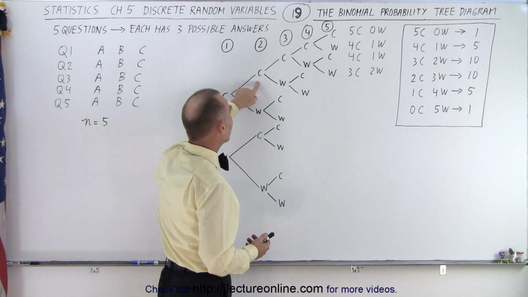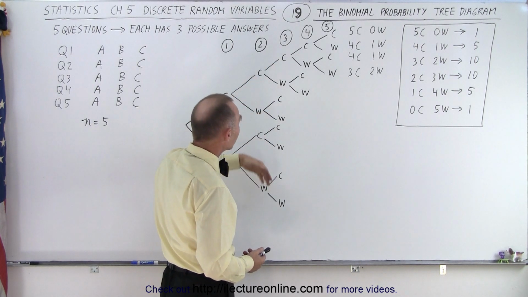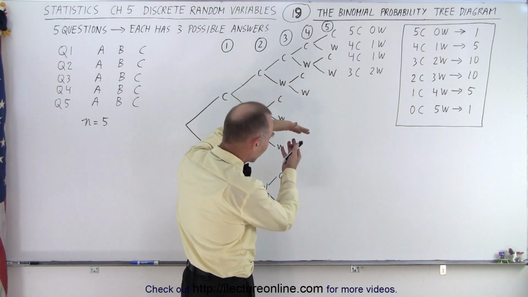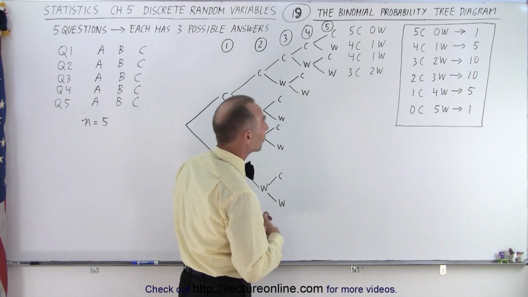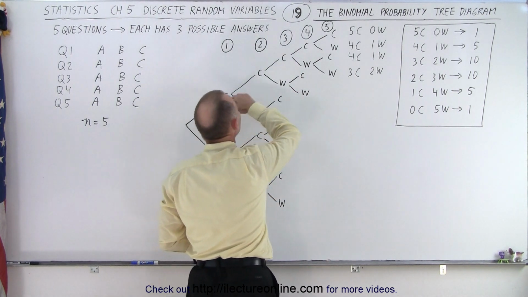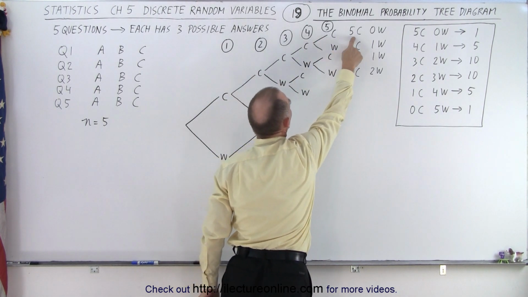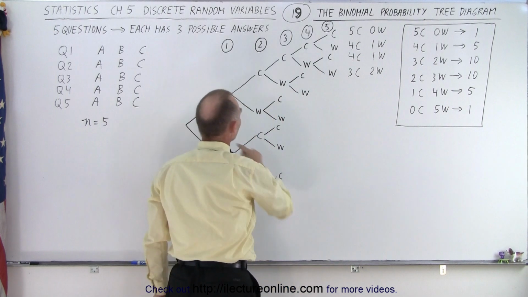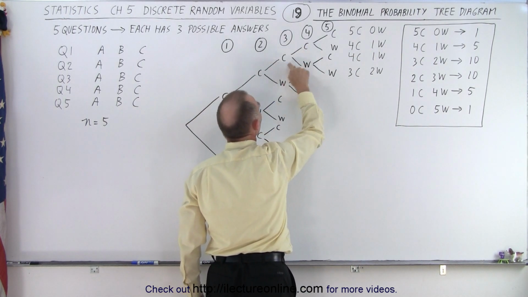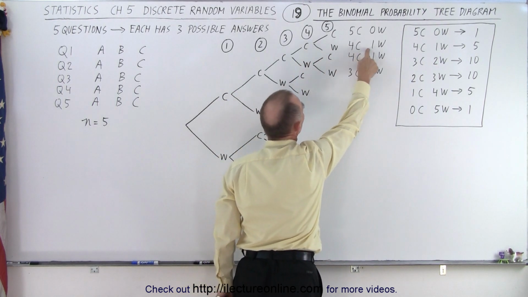The third question, we can have it correct or wrong, correct or wrong, correct or wrong, correct or wrong. On the fourth question, again, correct, wrong, correct, wrong. You can see that this begins to get bigger and bigger and bigger. But essentially, if you follow the entire path, there's only one way in which you can get all 5 of them correct. We'll have 5 correct and 0 wrong. But then if we come up here and at the very last point where we had 4 correct, and then we pick the wrong answer on the 5th one, we'll have 4 correct and 1 wrong.